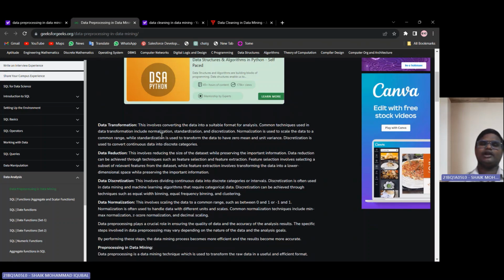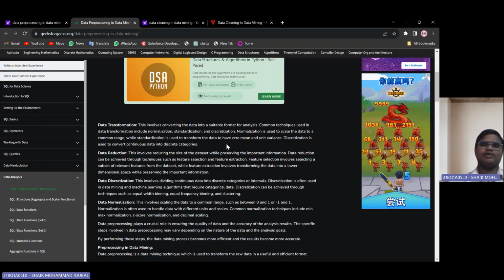Common techniques used in data transformation include normalization, standardization, and discretization. Normalization is used to scale the data to a common range, while standardization is used to transform the data to have zero mean and unit variance. Discretization is used to convert continuous data into discrete categories.